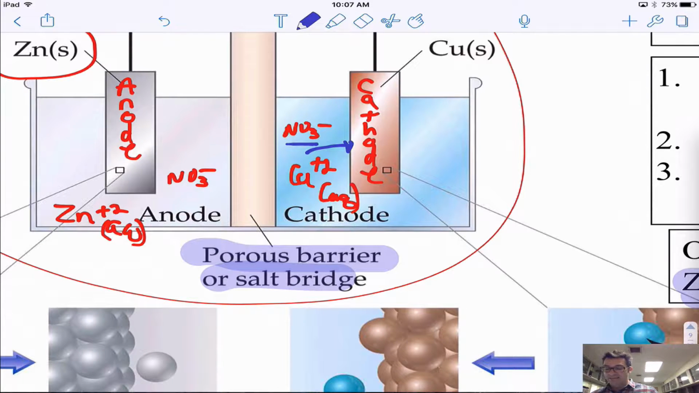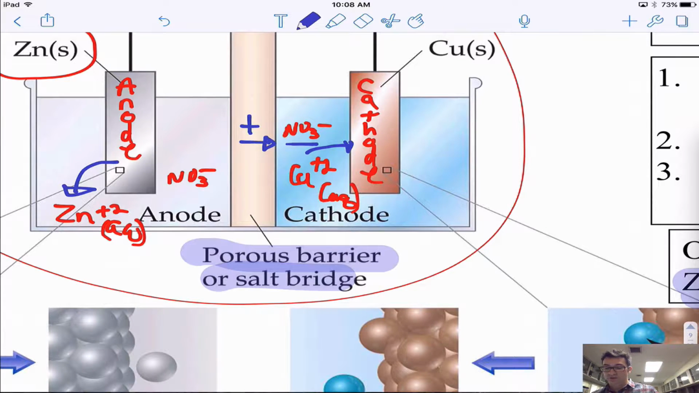So what will happen is, if you have this porous barrier or salt bridge, positive ions will be able to flow and take the place of the copper ions. So that's what I mean by positive ions flow to the cathode. The positive ions will replace the copper ions that are being reduced. The same thing at the anode. The anode, the Zn solid, is actually turning into Zn+2.